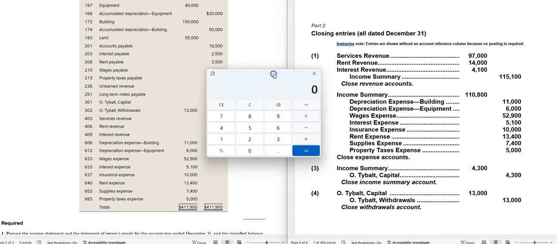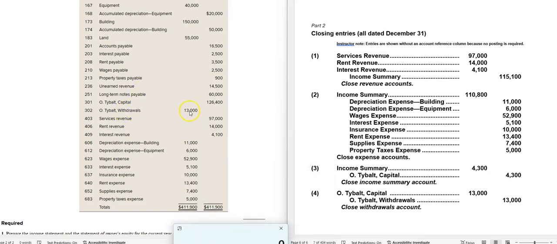My last closing entry is going to close out the withdrawals. The withdrawal account has a $13,000 balance. I want to get it to 0. I want to close it out. So to close out that debit balance, I'm going to credit the withdrawals account, and I'm going to directly transfer the amount of withdrawals into the owner's capital account with a debit, decreasing that account balance.